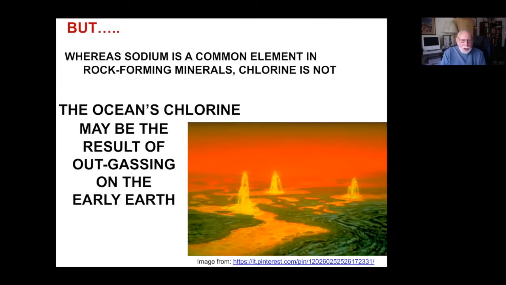And the reason I think it's inaccurate is that sodium is a common element in rock-forming minerals, but chlorine is not. And it is hard to see where all that chlorine comes from. And probably the best guesses, I think, are that it may be the result of outgassing on the early Earth, which put chlorine into the atmosphere that eventually found its way into the ocean and merged with sodium and formed the present day salinity.